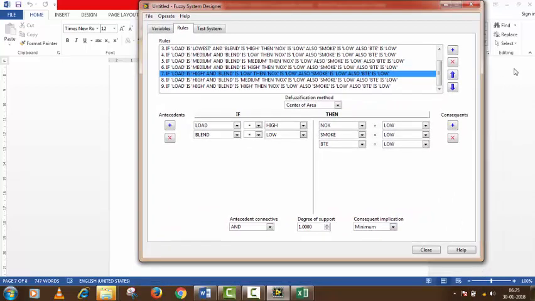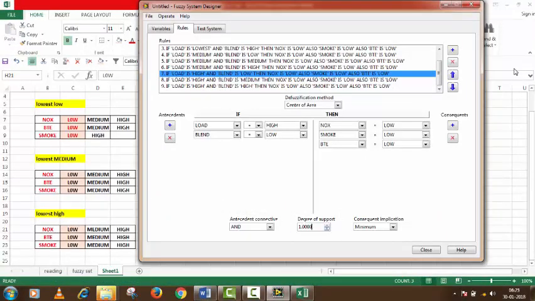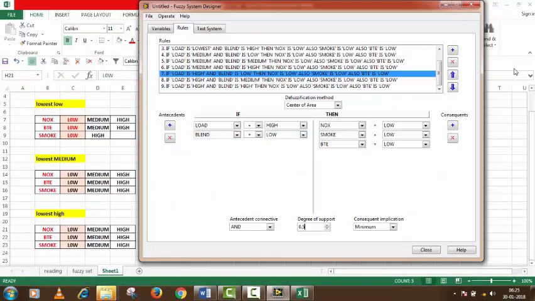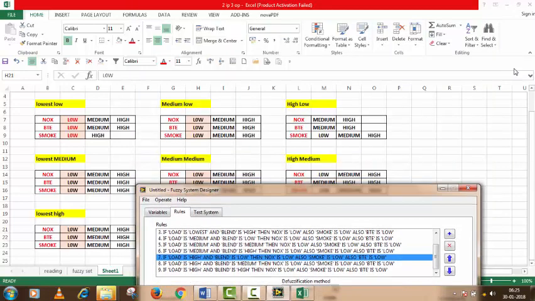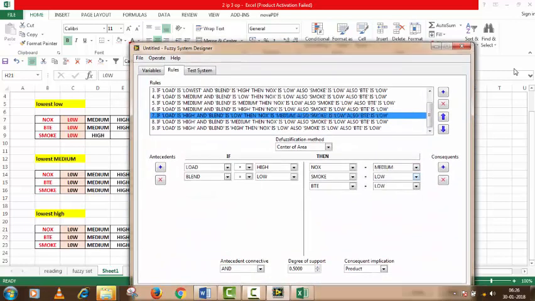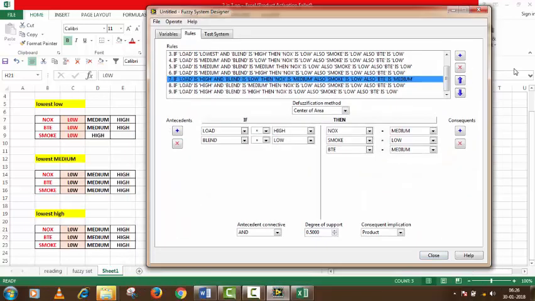Okay, so what happens? Degree of support is for ARM rules 1, for modifying rules go to .5, product. And you have to modify here. I click it. So NOx is load blend. What smoke is coming? Here medium, NOx is medium, BT is medium. Okay, so NOx is medium, BT is medium, smoke is low.